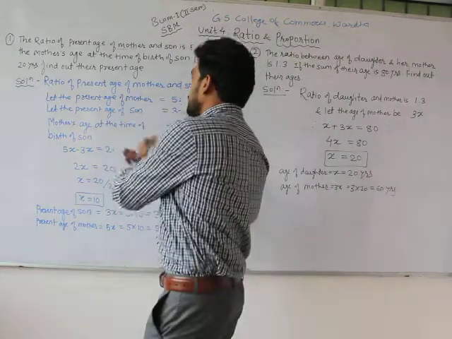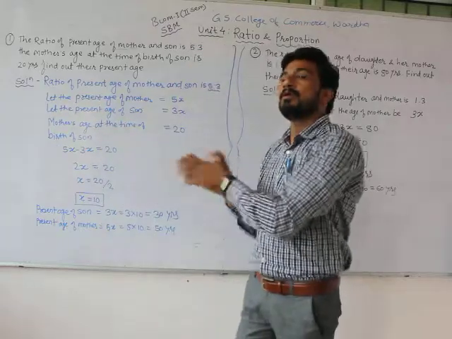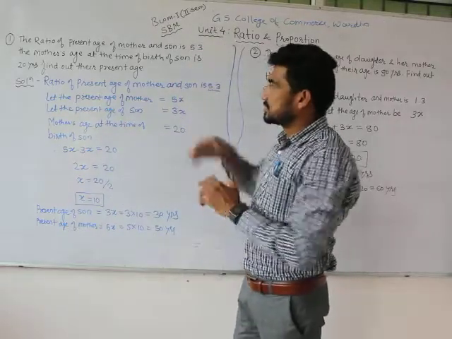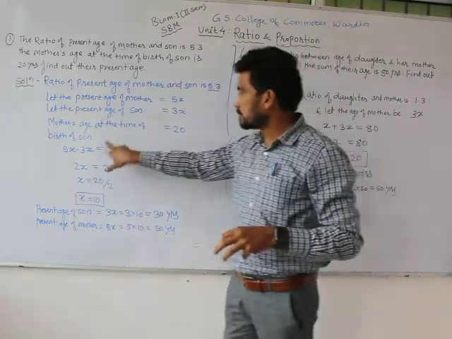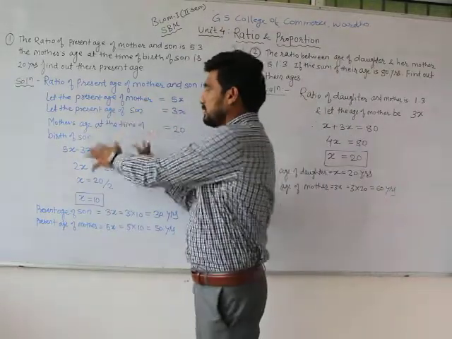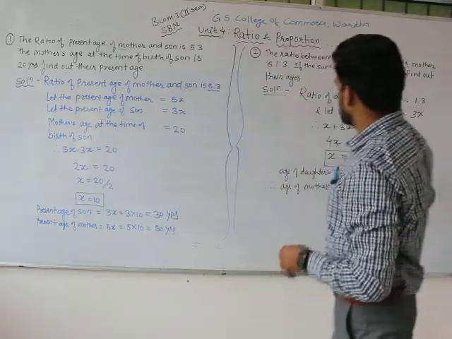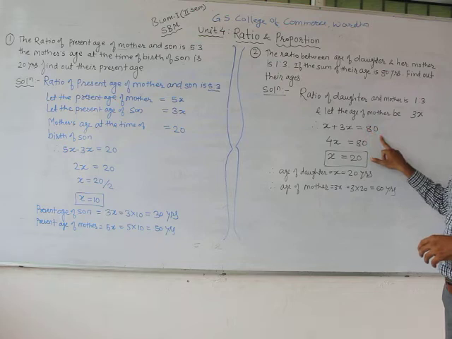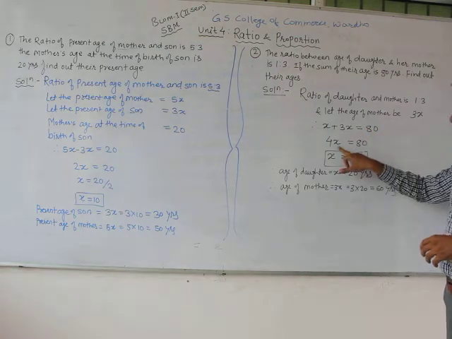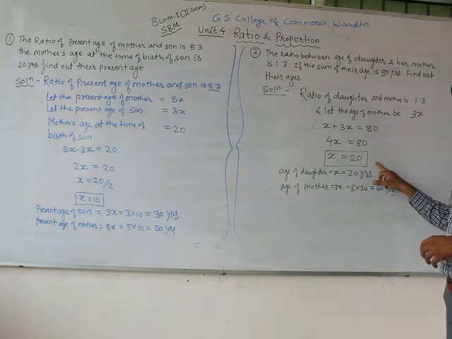Because there we knew that at the time of birth of the son, the mother's age was 20 years. So if we subtract the two, there will be a difference of 20 years. So logically there the need was subtraction, and logically here the need is addition. So x plus 3x equals 80. 4x equals 80, x equals 20.